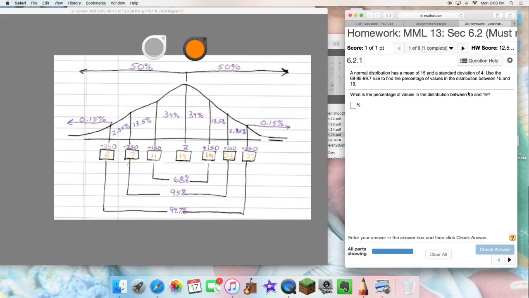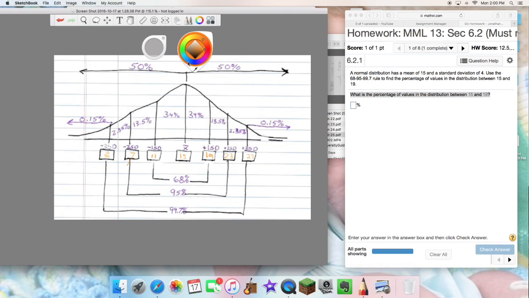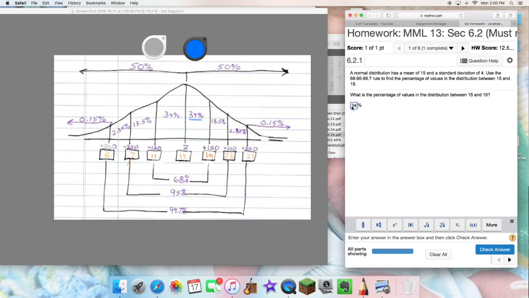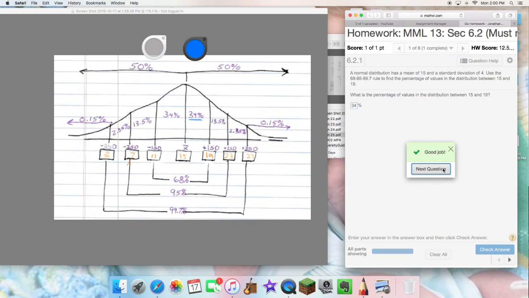Now let's actually read the problem. What is it asking me for? It says what percentage is between 15 and 19? I'm going to switch to a different color. There we go. I'm going to look for 15. Here's 15 and here's 19. So I need to look for the percentages. All I have to do is look up top. What percentages are between 15 and 19? The only one between those two happens to be this guy, 34. So between 15 and 19 is 34. So that's it, 34%. Let's find out if we're right. Done.